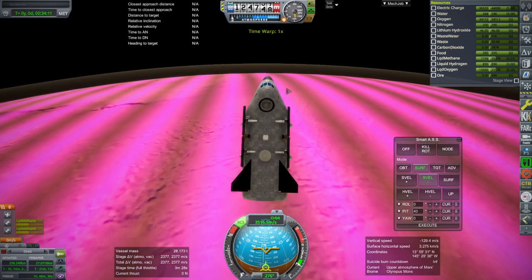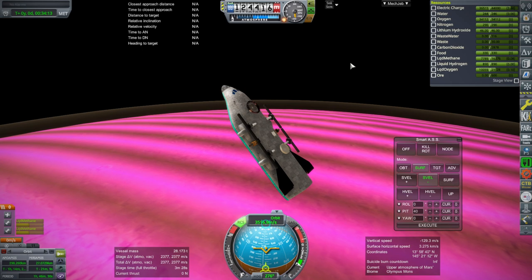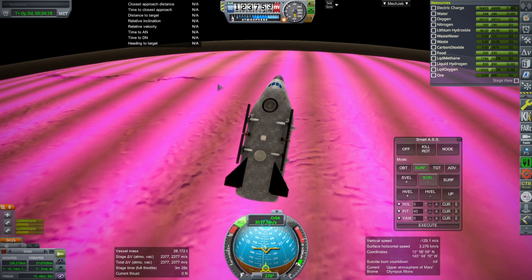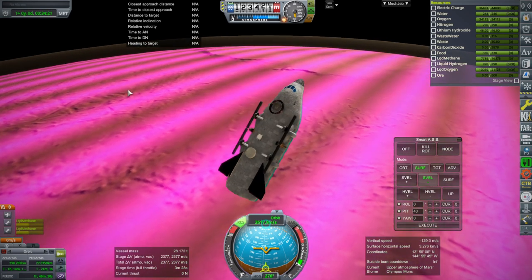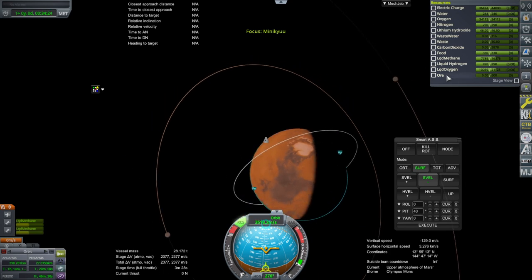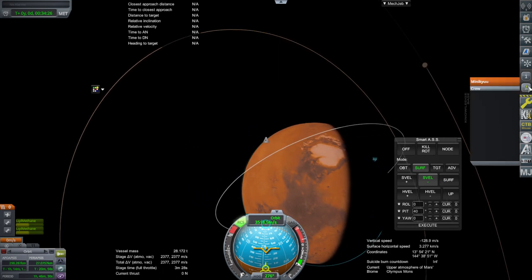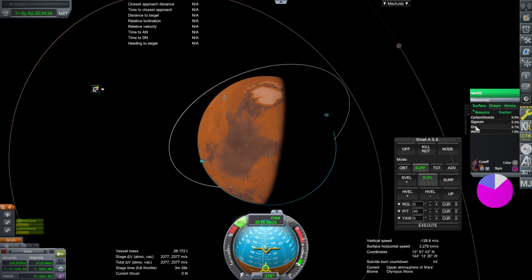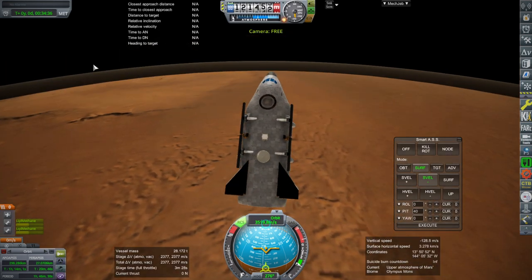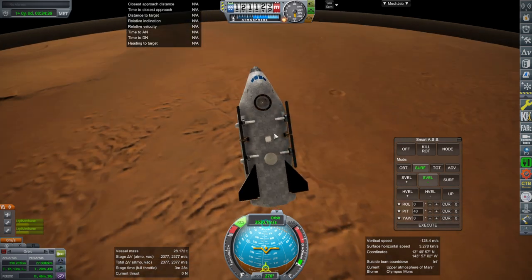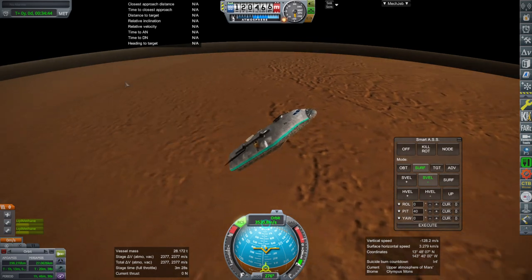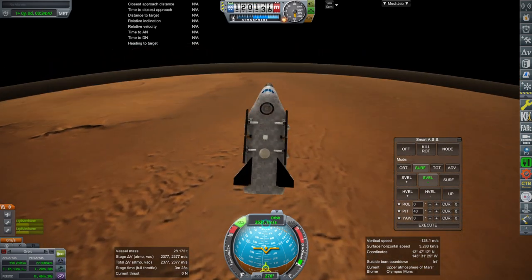Oh, now we can see the stripes. So we can only see the resource scanner results when we're in the atmosphere? That seems like not a good idea, isn't it? We can't see it from map view, but we can see it in the atmosphere. Well, there seems to be a lot of resources around here. I don't know what to do about that. Okay, well, I turned it off anyway. Something is clearly wrong with the scatter configuration for Mars. What a surprise. Anyway.